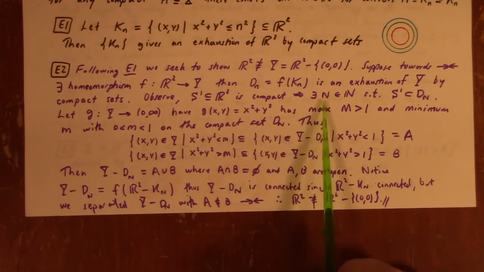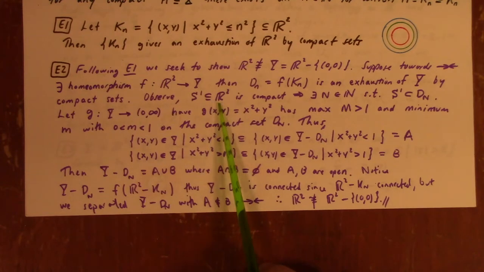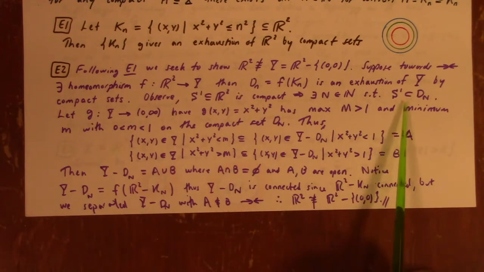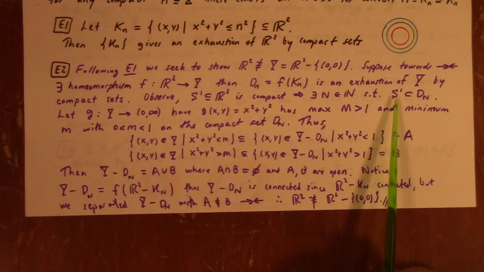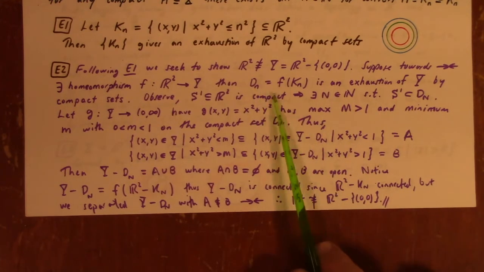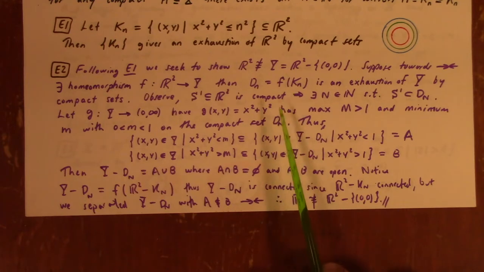So I think the fact that it's a subset of the punctured plane is more relevant, because then I get that it's contained in Dn for something, where Dn is the image of Kn. All right, fine. Let g from the puncture have this formula, the max M greater than 1 and minimum little m on the compact set Dn. Now, how do I know that the minimum m has to be between 0 and 1?